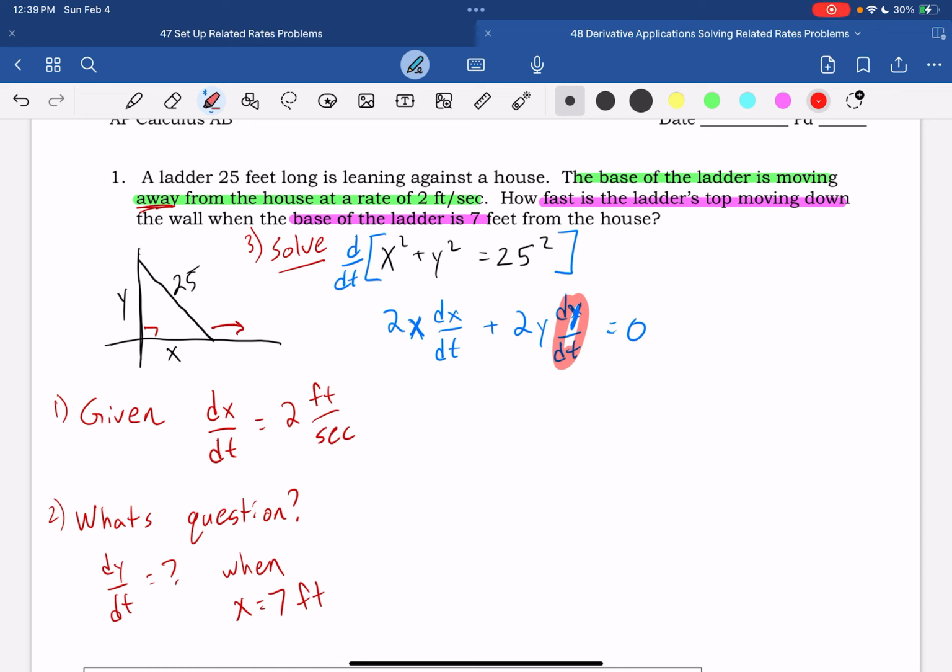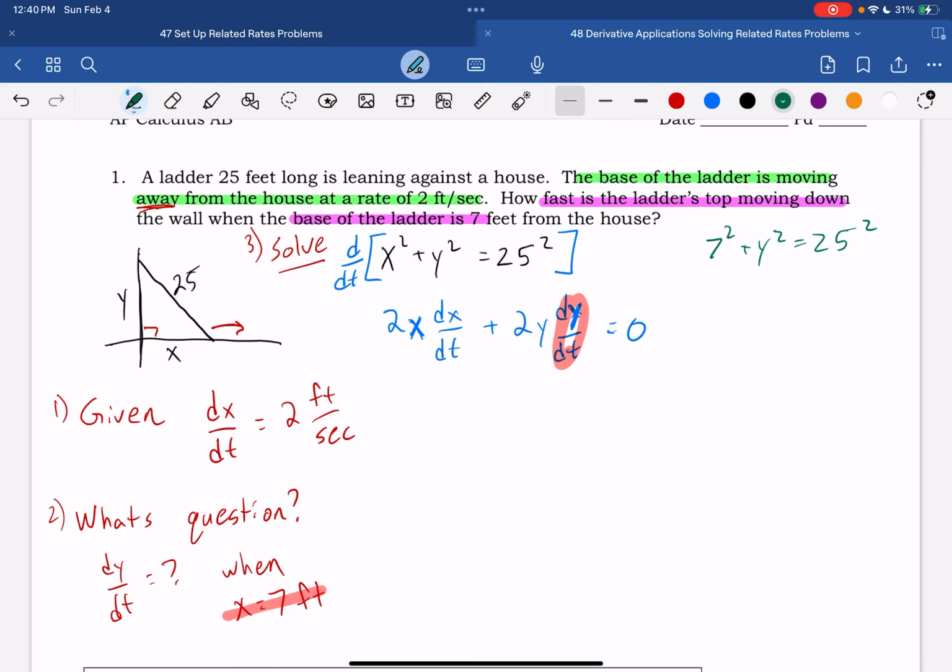What we're told down here in the problem is that x is 7. The thing that we don't have right now is y. But we do have a right triangle, and we can use our original relationship to solve for that. So what we do know is that x is 7, so 7 squared plus y squared is equal to 25 squared. Hopefully you recognize that 7 and 25 are a part of a Pythagorean triple, where y is just going to be 24.